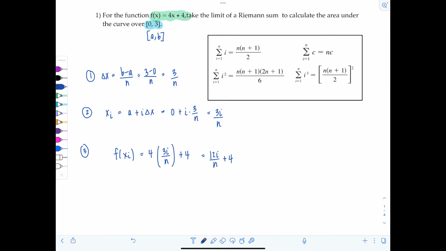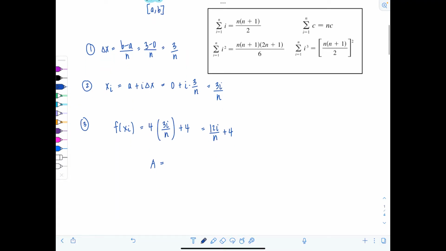You do have to memorize the formula to compute the area under the curve, taking the limit of a Riemann sum. So here's how I think about it. When you set it up initially and you're doing a finite number of rectangles, the area is given by base times height. Delta x is your base for each of the rectangles. F of x sub i is the height. So when you get the area of a rectangle, you multiply base times height. So you have 12i over n plus 4 times the base, which is 3 over n.